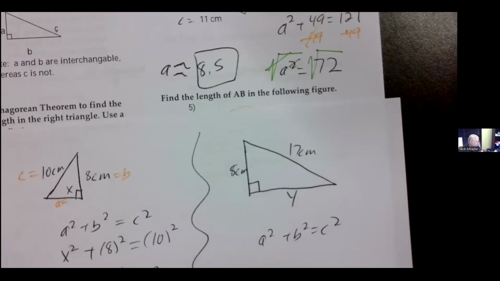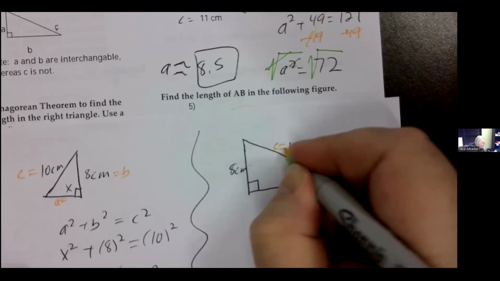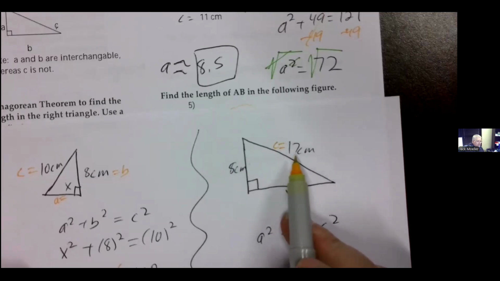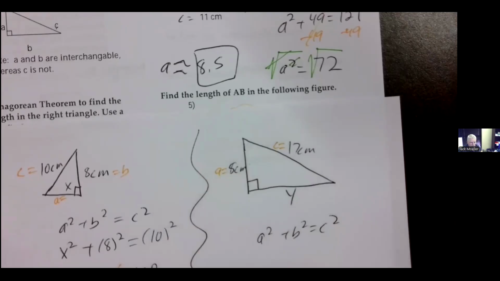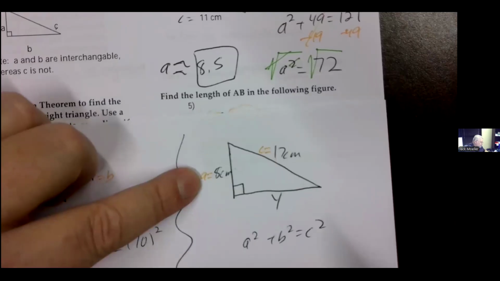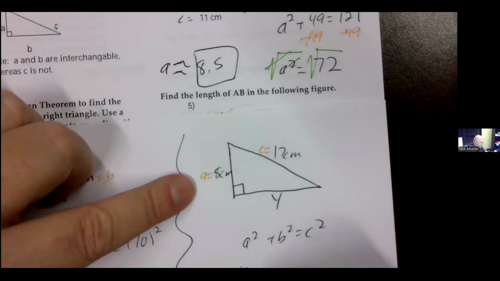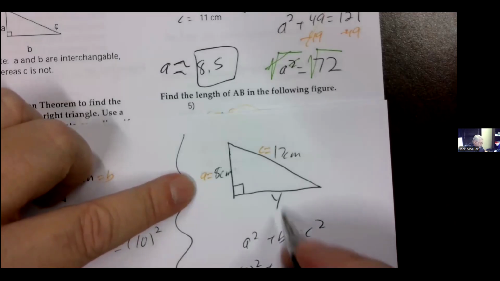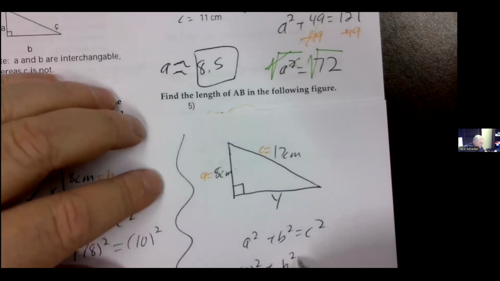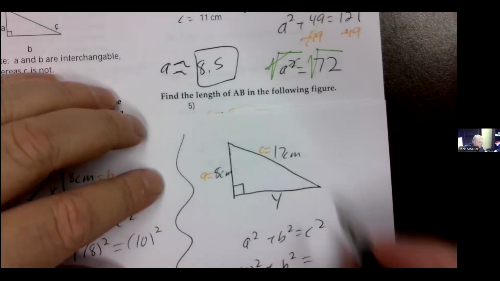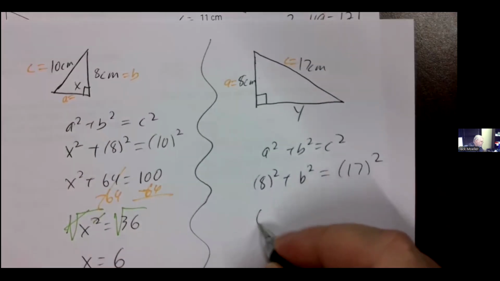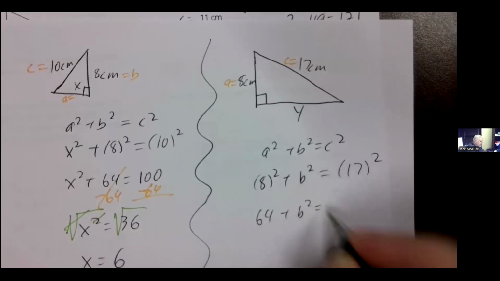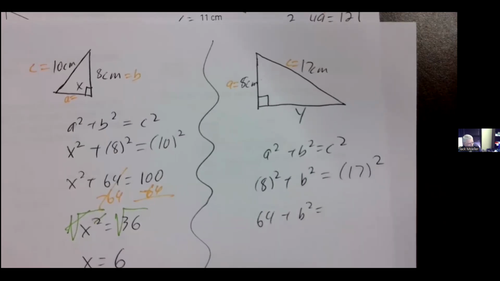So what's our A or B and our C? Well, the one that really matters is that the side opposite the 90 is our C. So that 17 is the C. This can either be your A or your B, it doesn't really matter. So we know A squared is 8 squared. If you want, you can put a Y, I'm going to, or B, it doesn't really matter. We're still finding that unknown side. It's equal to 17 squared. Now we'll do the arithmetic. 64 plus B squared is equal to 289.